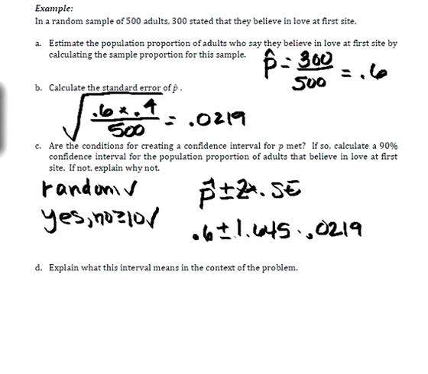I like to calculate this piece over here first. We call that the margin of error. That's going to end up giving us 0.6 plus or minus 0.036.